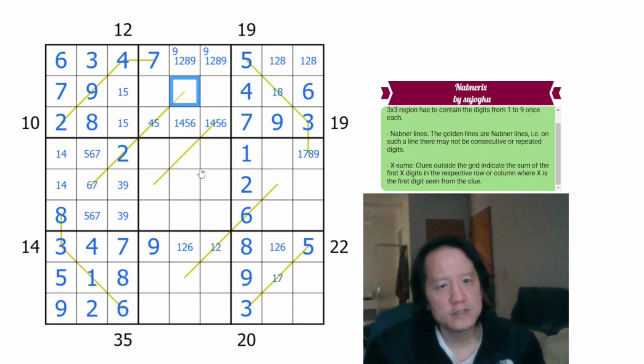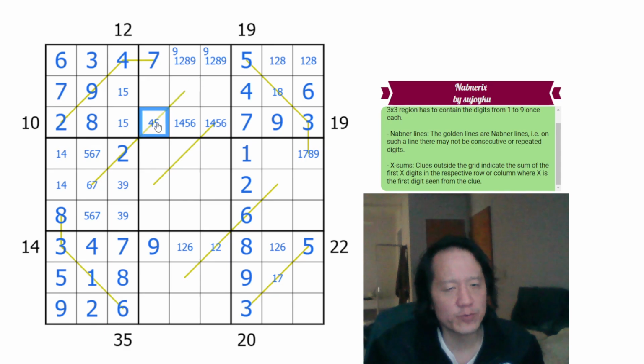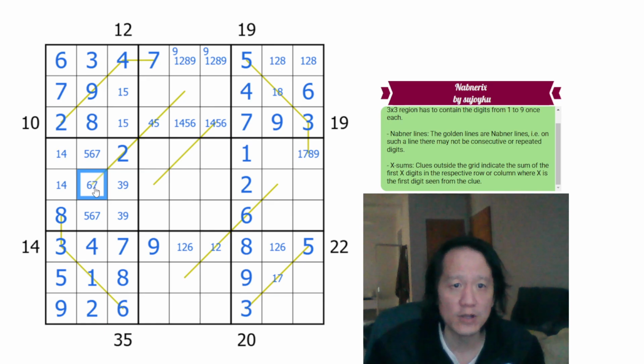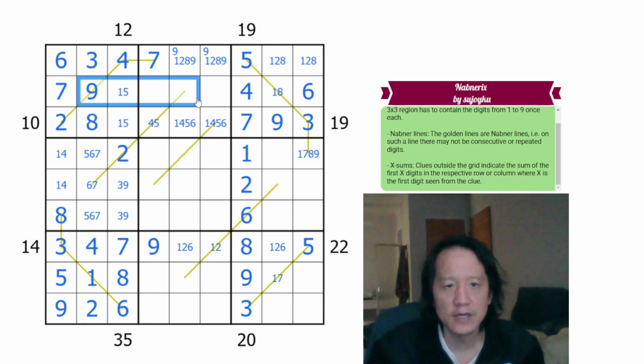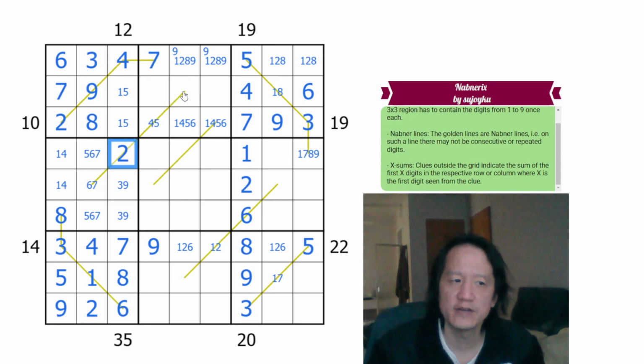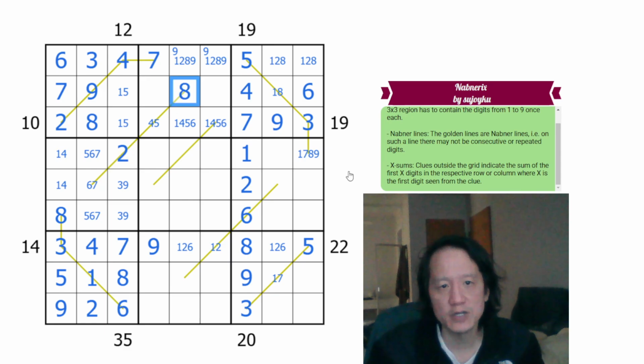So this cannot be 1, 2, or 3. It can't be 4 or 5, because if it's 4 or 5, the other 4 or 5 would have to be here, and those are consecutive, and that's not allowed. It can't be 6 or 7, because if that's 6 or 7, this would have to be the other 6 or 7, and those two would be consecutive, and that's not allowed on a Nabner line. It cannot be 9, and again, it can't be 1 or 3, because those are consecutive with 2. Therefore, this must be an 8. So this is 8, which forces this to be 1.